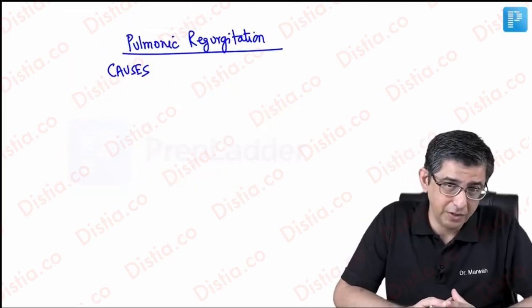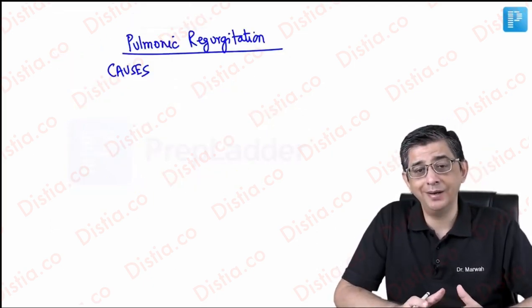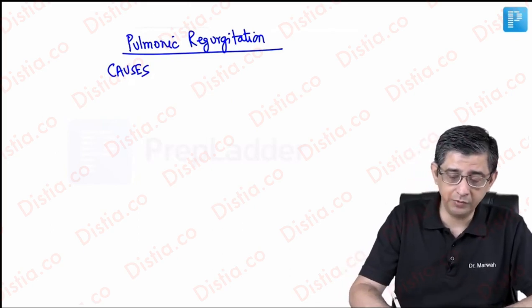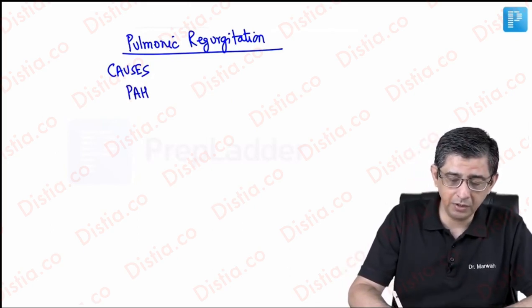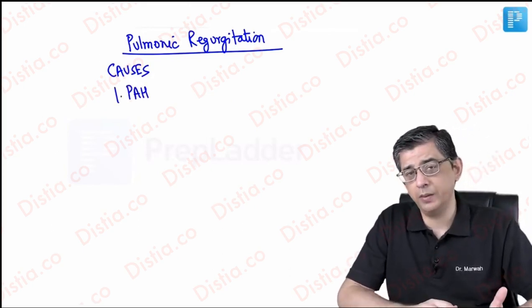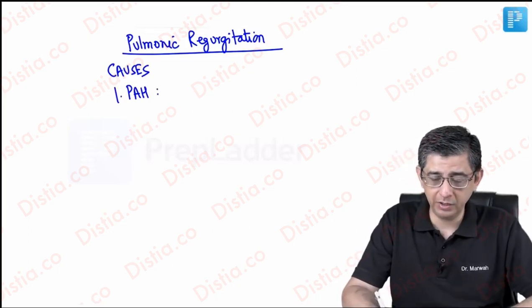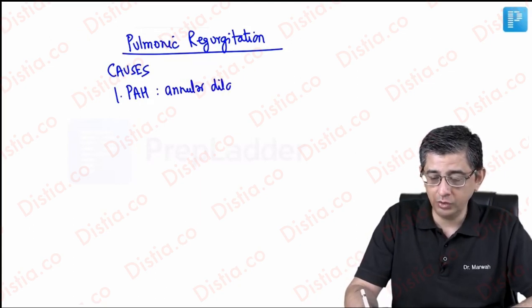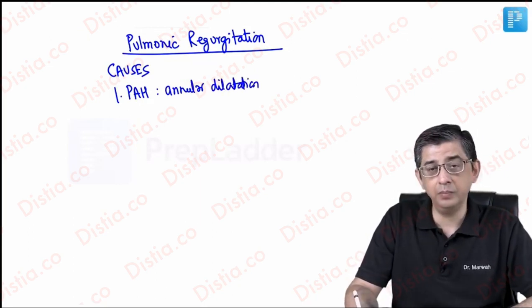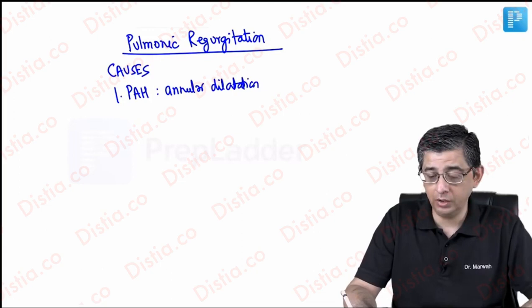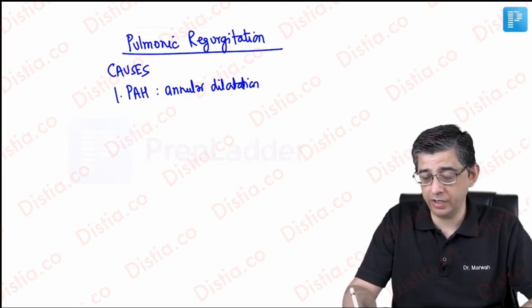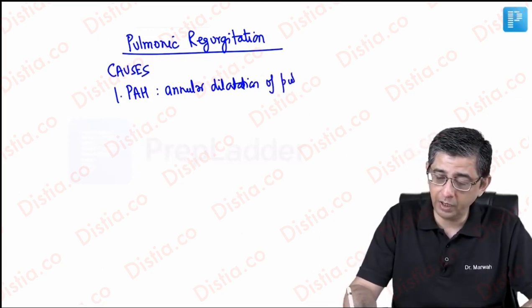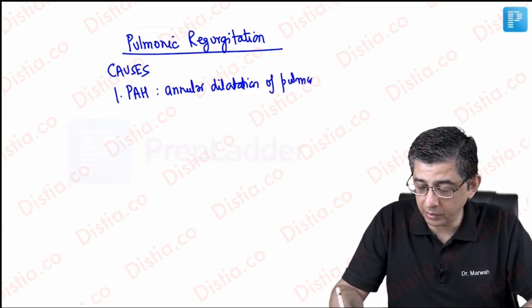The subsequent valvular lesion that I'm going to describe to you is pulmonic regurgitation, and one of the important causes for this can be pulmonary artery hypertension. The logic is simple, as I described even with respect to tricuspid regurgitation: there could be an annular dilatation of the pulmonic valve. So there could be leakage of blood from the pulmonary artery into the right ventricle during the phase of diastole, and therefore there could be an early diastolic murmur developing in the patient.